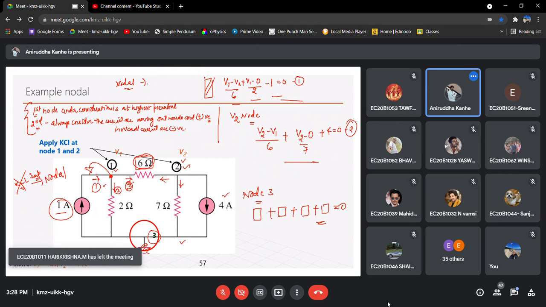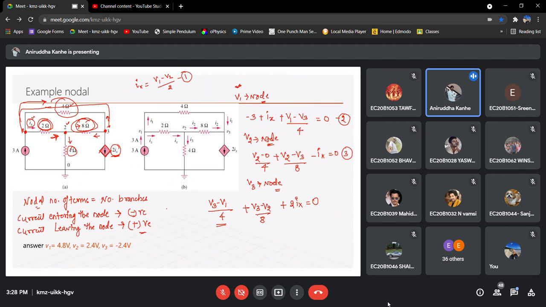What I have told is that the particular node under consideration is at the highest potential. In this section, you have considered the V3 node. You are writing the nodal equation for the third node, so you have to now consider it as the highest potential. Yes, sir. Highest potential means what? If nothing is mentioned, the currents are moving outward because current flows from a high potential to a lower potential. That is why this is a positive value. Is that okay? Okay, sir. Is there any doubt now? No, sir.